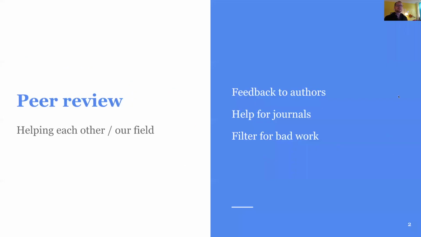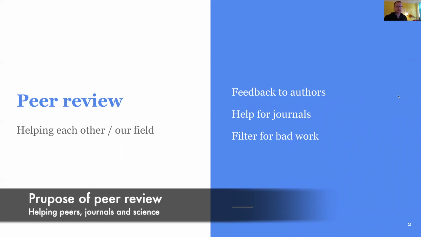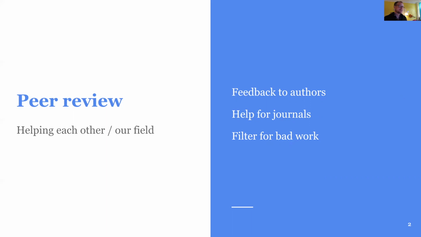So, what is peer review? It is a way for us to help each other and our field, and it's a way to provide feedback for authors, help for journals, and a filter for bad work. There are many other aspects to peer review than what you'll hear in this particular talk. These are my ideas, what I've taken away so far. But the way we approach peer review can be helpful for lots of different communities, including authors, journals, and the research field as a whole.